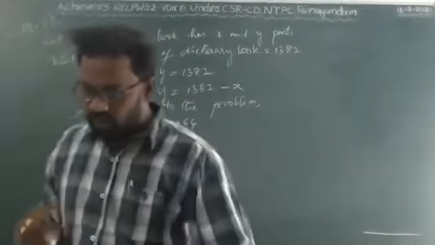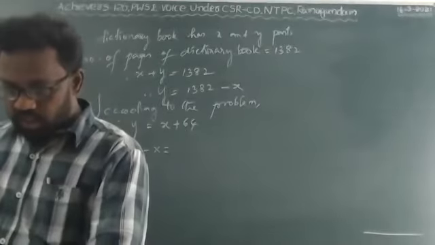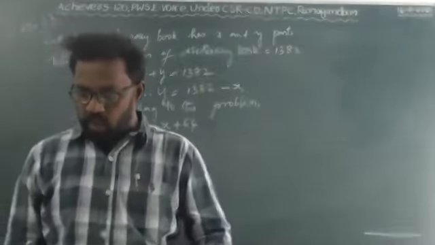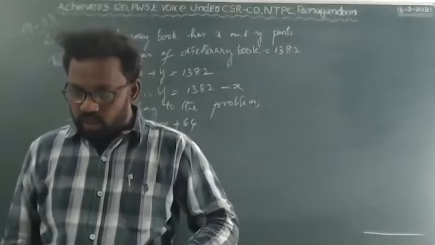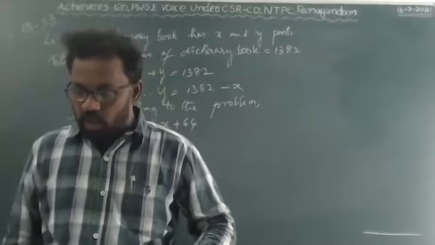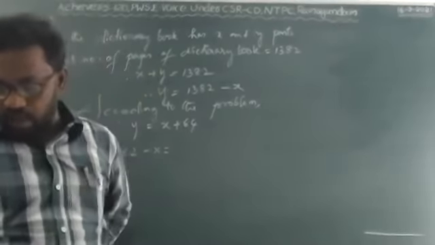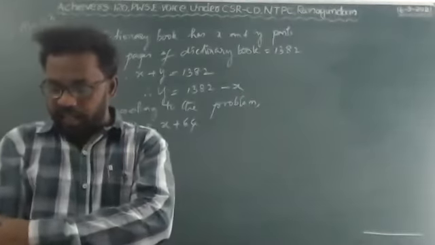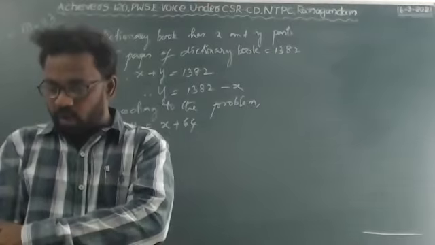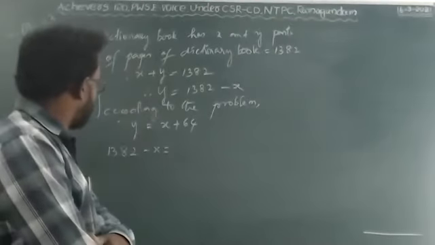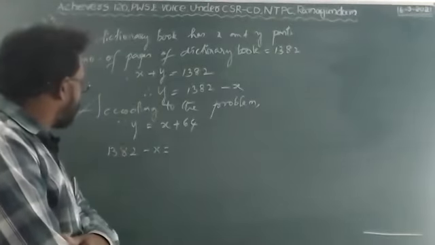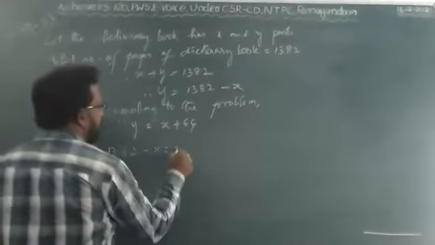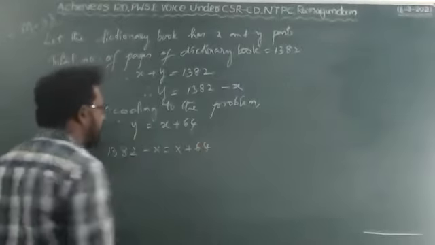x plus 64. The second part of the book has 64 pages more than the first part. A dictionary has 1382 pages. It is broken up into two parts. Yes, okay, fine, that's correct. x plus 64.